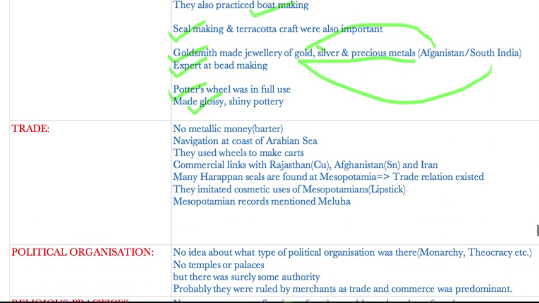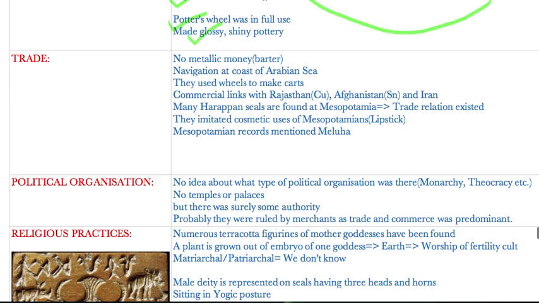Now we will discuss trade. No metallic money was used, which points to a barter system being in use during that period. Then navigation on the coast of the Arabian Sea was carried out. Most probably it was a trade between Mesopotamia and India. They used wheels to make carts. There were commercial links with Rajasthan for copper, Afghanistan for tin, and Iran.